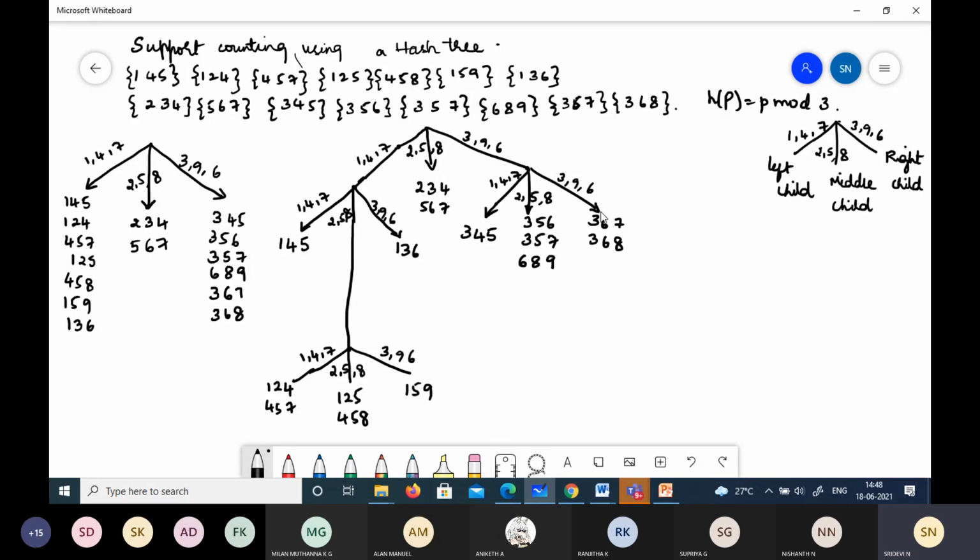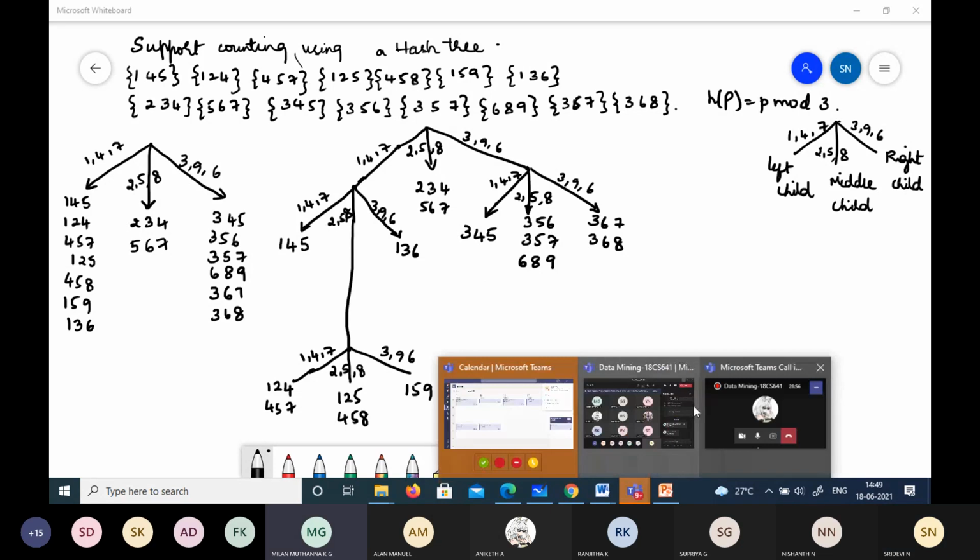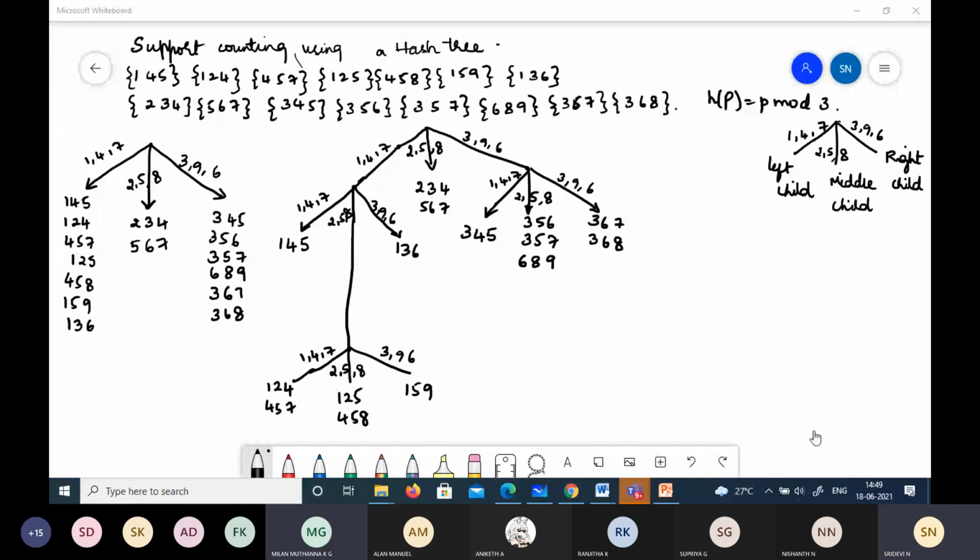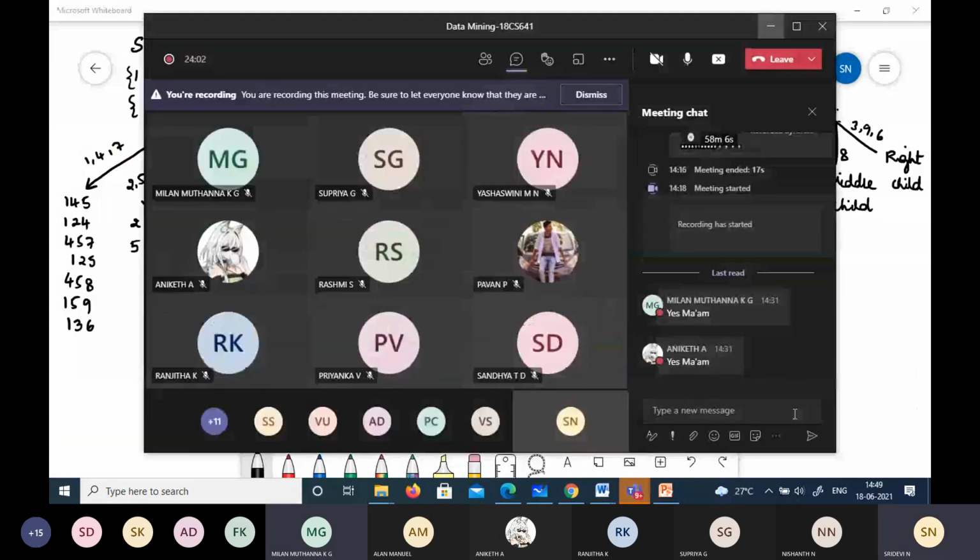So can you try with one more? Finding hash tree for these candidate sets. Ma'am, what if there are more than 3 even at the end of the hash tree? If there are more than 3 transactions, further split it. Now, usually that kind of situation won't occur, I guess, because in that case, we will have to move to one more level, 4 digits.